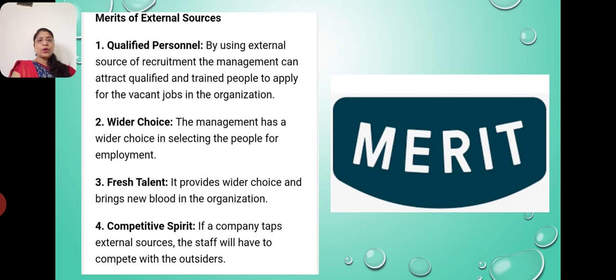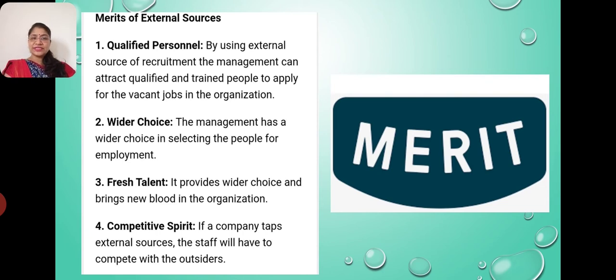Let us move towards the merits of external source. Number one merit is qualified personnel. Why do we get qualified personnel? Because by using the external source of recruitment, management can attract qualified, experienced or trained persons to apply for the vacancy, like giving an advertisement in a newspaper or on the internet where we require qualified people. So this is an advantage, that we get good applications here.